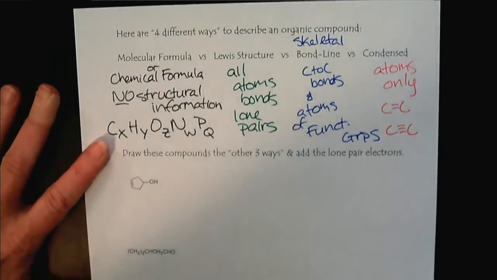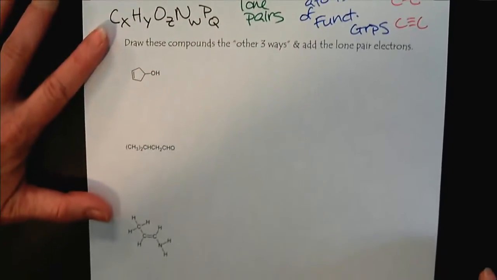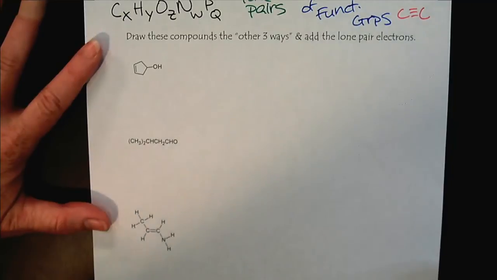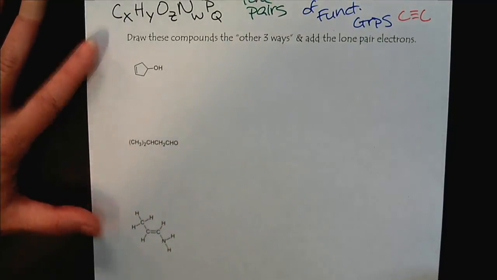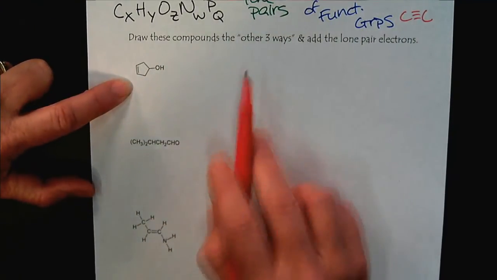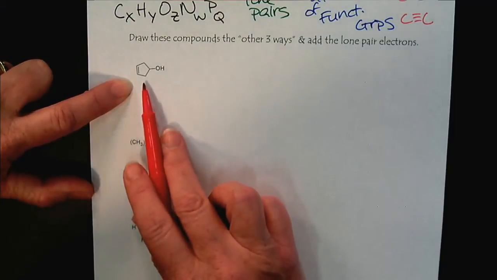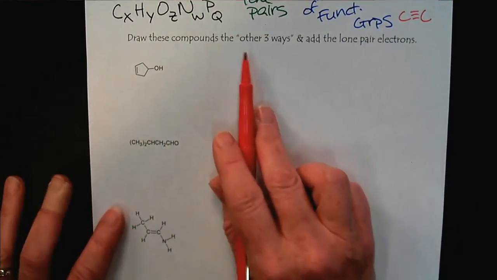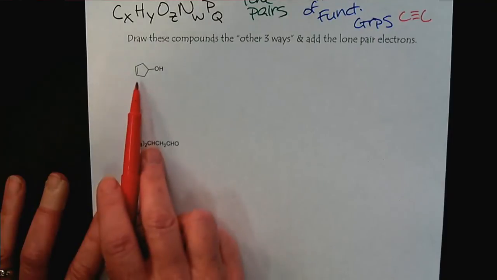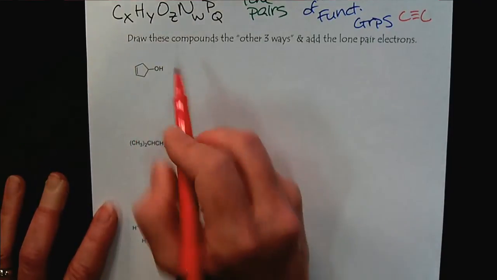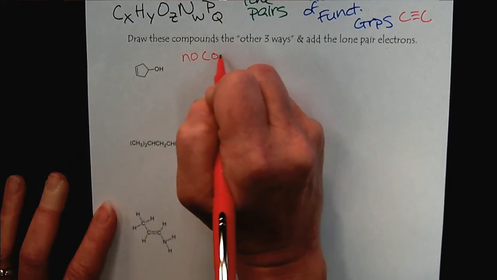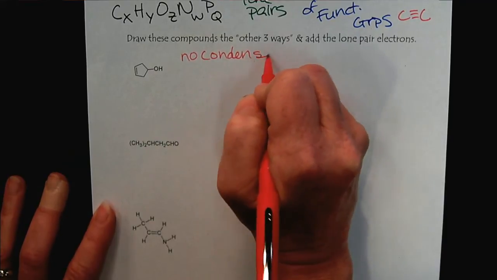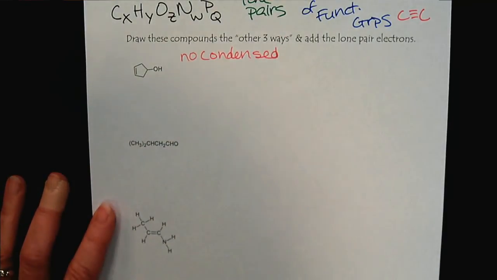Alrighty. So now let's take some time to convert back and forth. In this first example, we've shown the skeletal line, and I've asked you to draw the 3 other ways. But for ringed structures, there's no condensed formula.